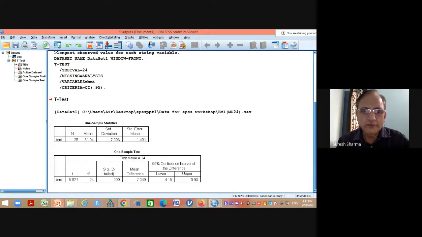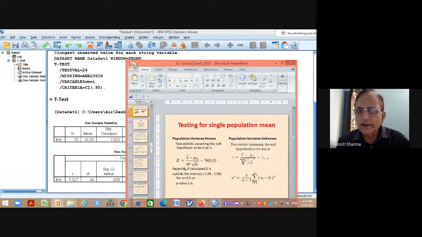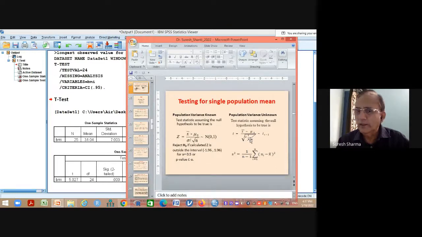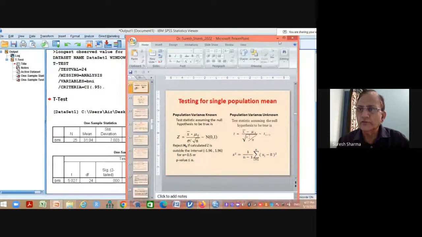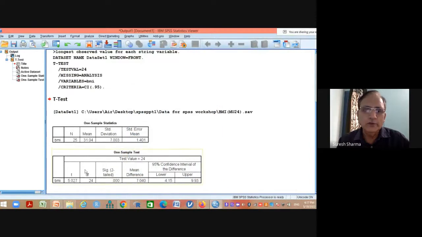And if you see our slide, your X bar is 31 point something, your mu naught is 24, and the denominator is standard error. Whatever is there in the under root, that is your standard error. So I can substitute all the values and you will get the t value, and corresponding to this t value there will be a p value. 31.04 minus 24 divided by 1.401, you will get the answer 5.025.